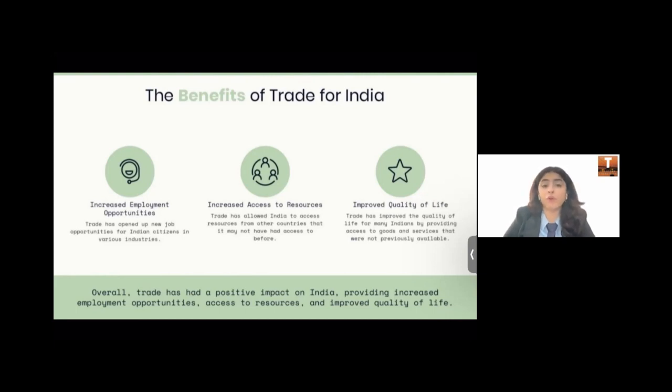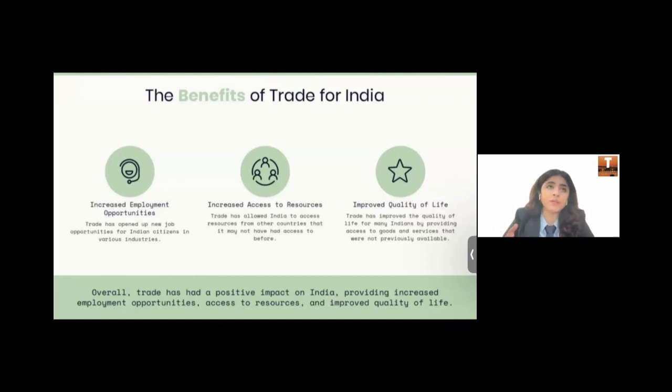Fourth is foreign direct investments, the FDIs. International trade often attracts foreign direct investment to India. Foreign companies may invest in India to establish production facilities, and take advantage of cost-effective labor or access the domestic market. So FDI inflows bring capital, technology, managerial expertise, and employment opportunities, contributing to economic growth, industrial development, and knowledge transfer.